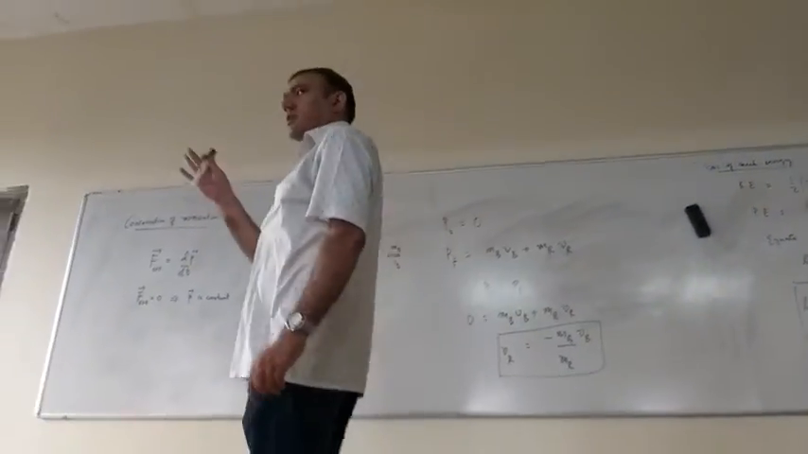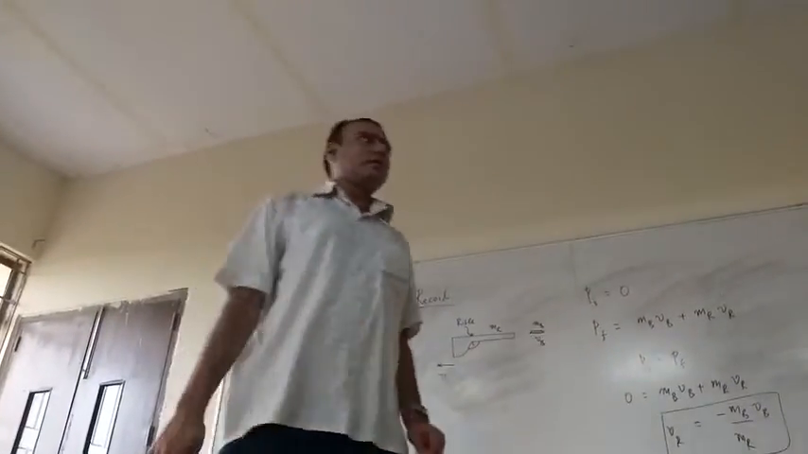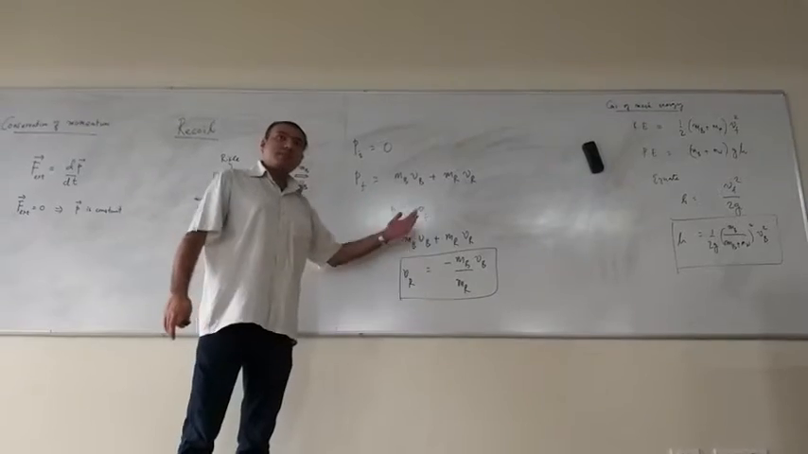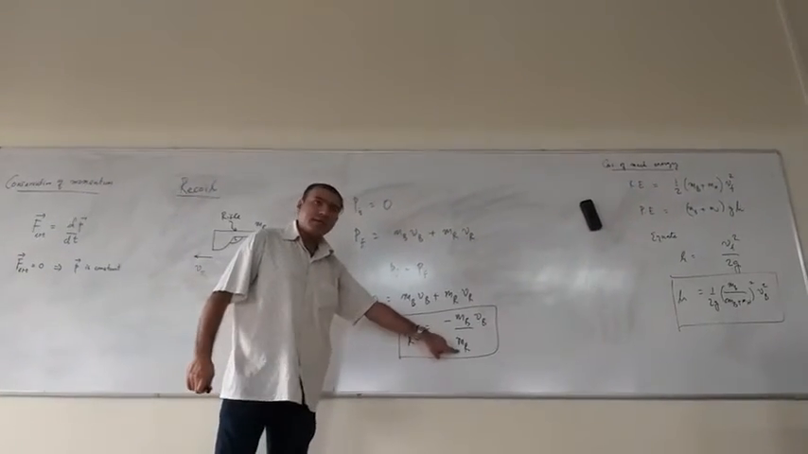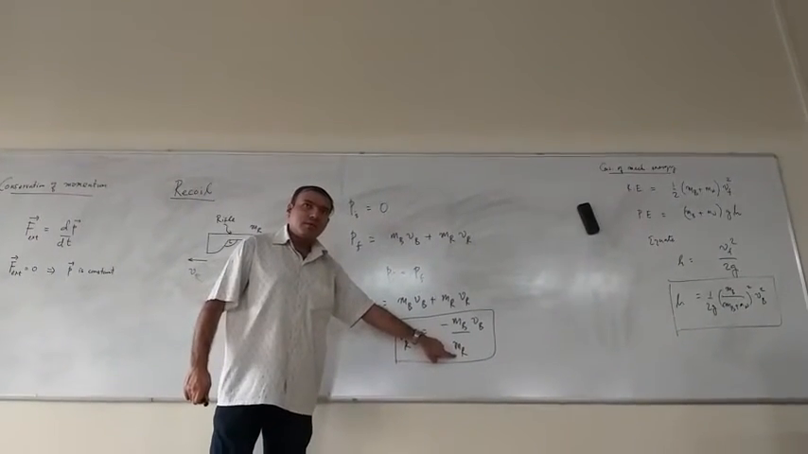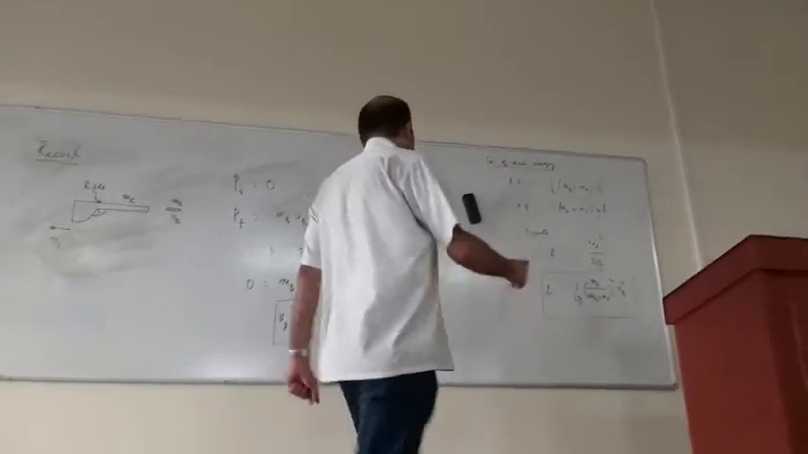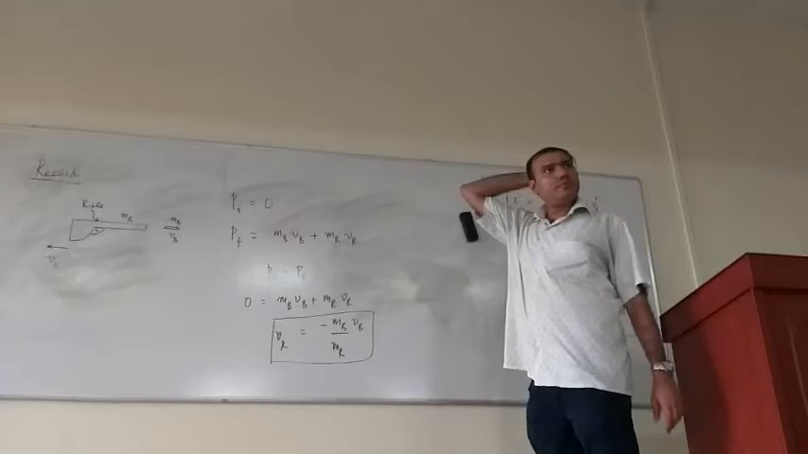So this was just another example where the recoil is there, but due to the mass being large, it's very small. Okay. Any questions here?